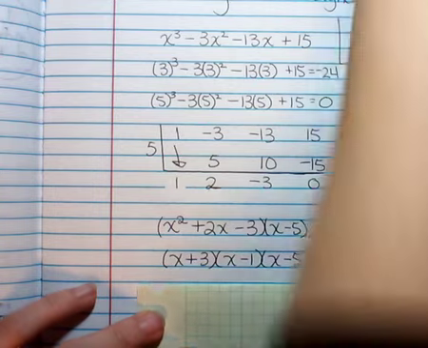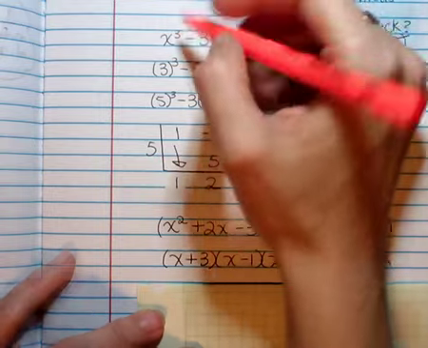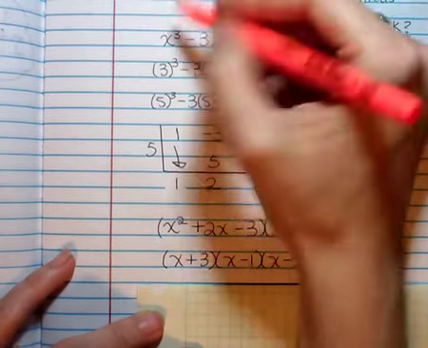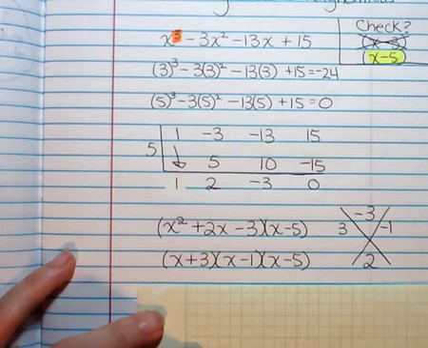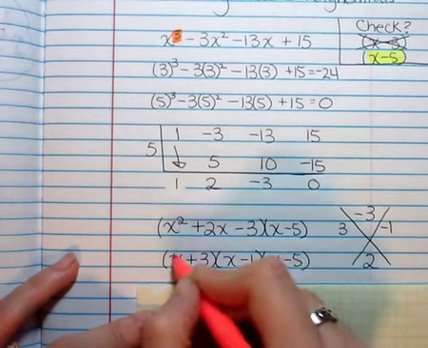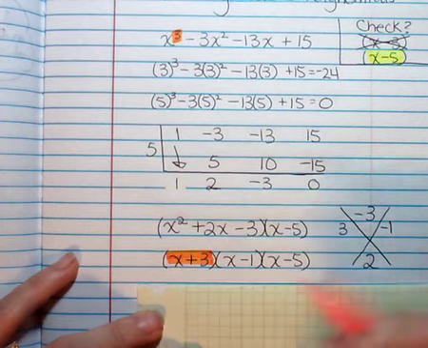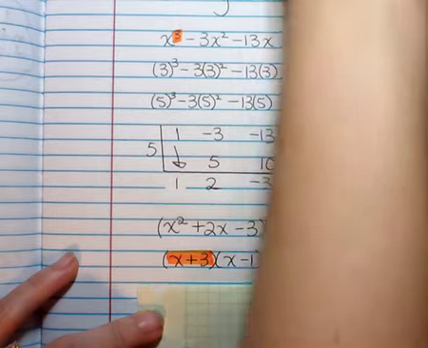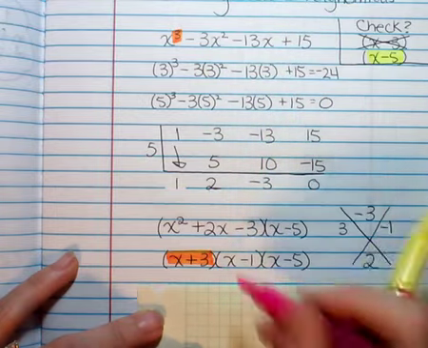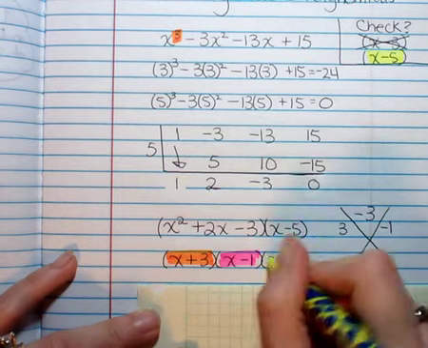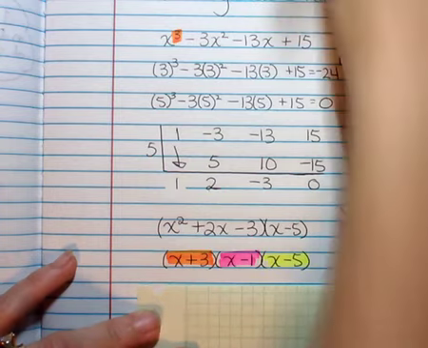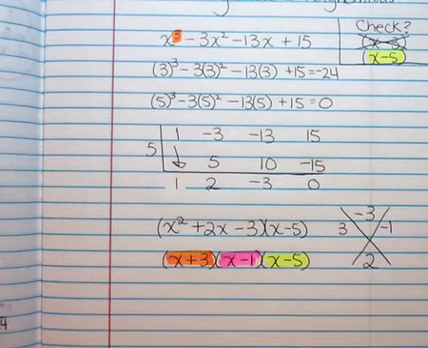Remember that originally we had a polynomial that was degree 3, and so we were expecting to find 3 factors, or at most 3 factors, and we found x plus 3, x minus 1, and x minus 5. And since we found the 3 factors we were looking for, we are done.